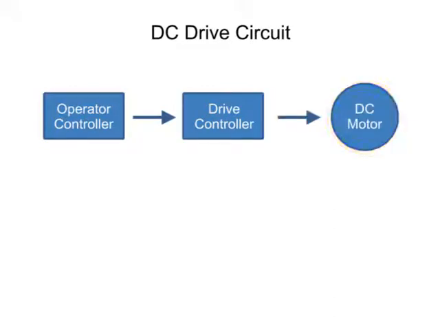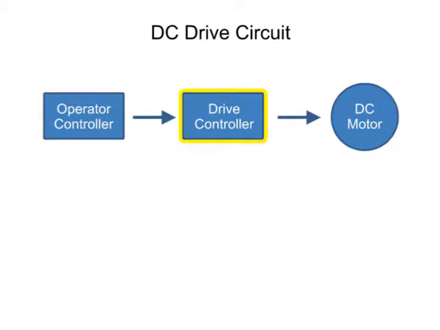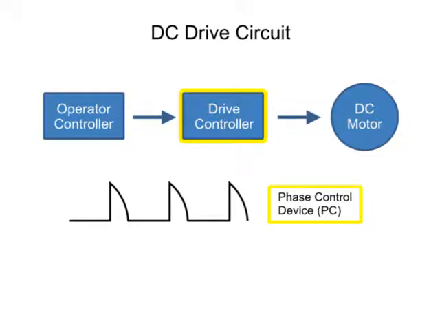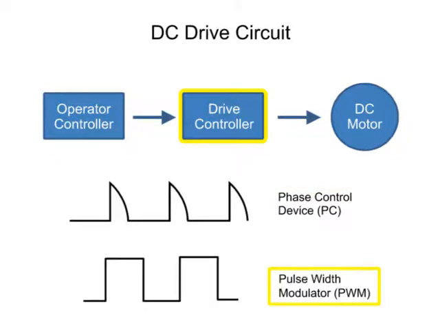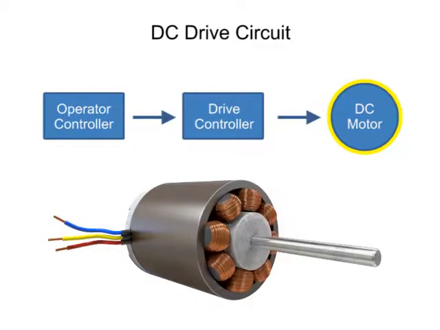One of the functions an operator controller provides is a method for altering the speed of the motor. The drive controller will regulate the input by means of either a phase control device or a pulse width modulator. And the DC motor can be an electrical device that needs to be adjusted to perform at various speeds.